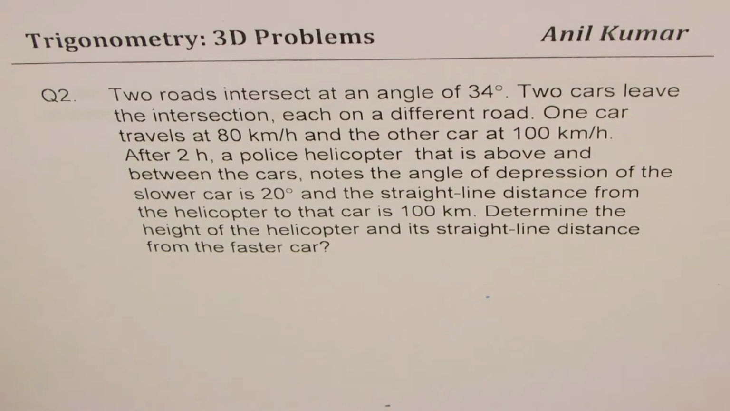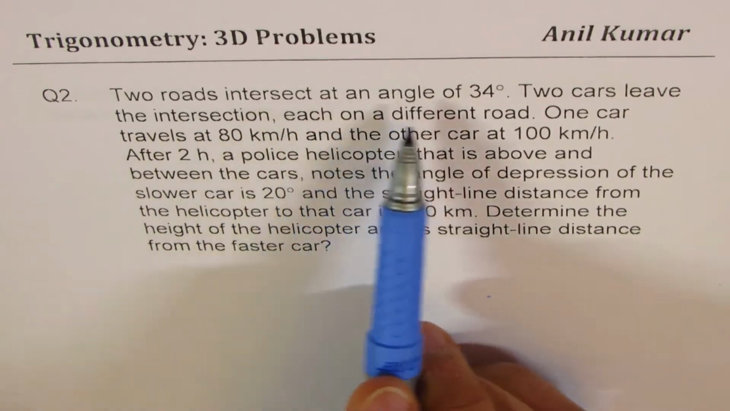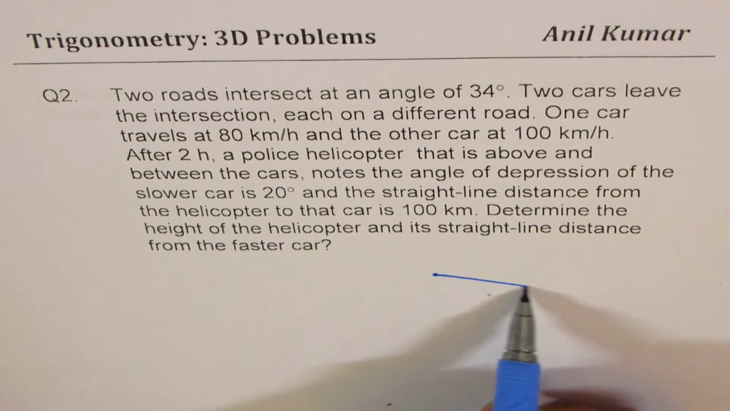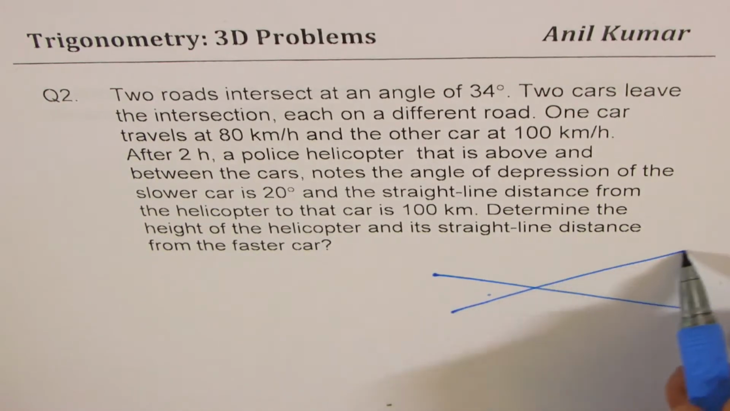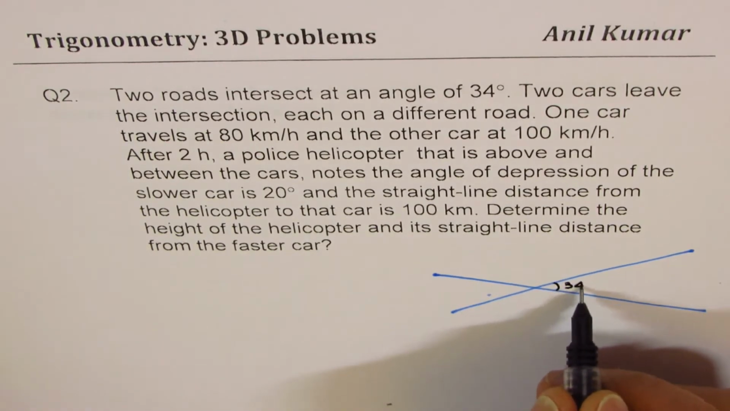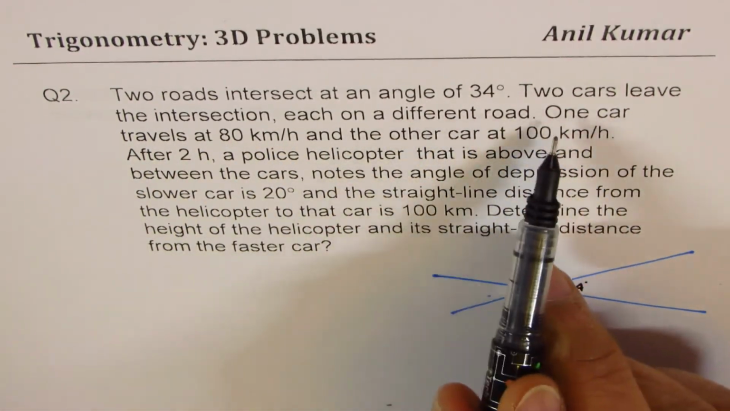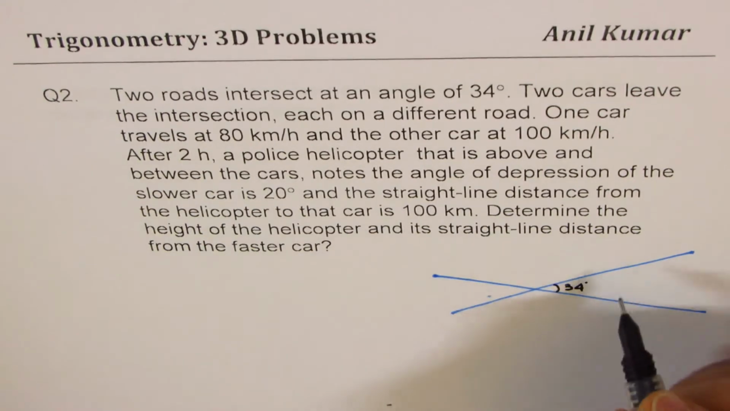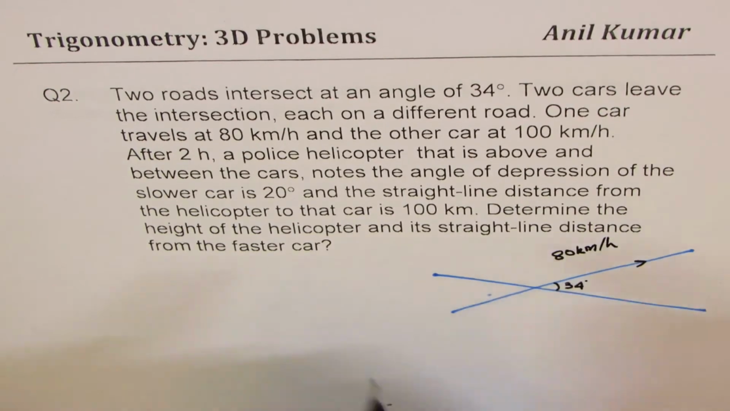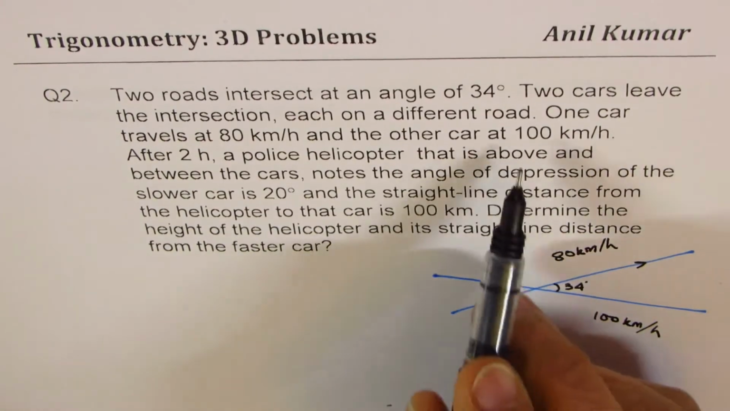So in question number 2, we'll follow the same strategy as we did in question number 1. Two roads intersect at 34 degrees. So let's sketch it just as we did earlier. So that is 34 degrees, this angle between the two roads. Two cars leave the intersection, each on a different road. One car travels 80 kilometers per hour. Let's say this car is traveling with 80 kilometers per hour and the other at 100. So this one is at 100 kilometers per hour.